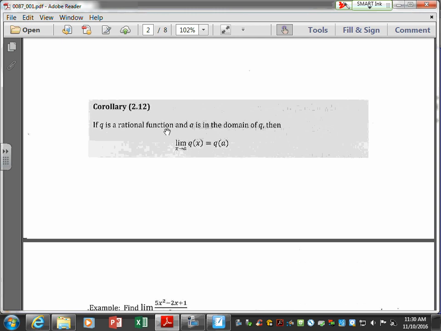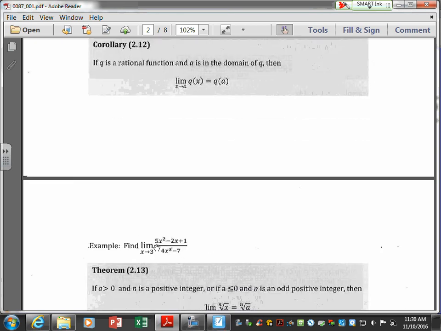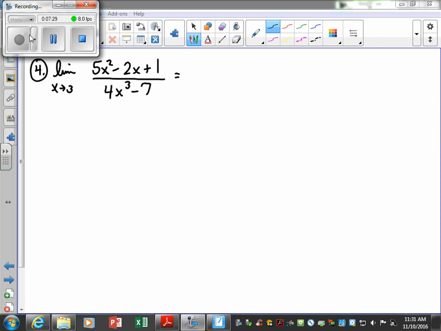Okay, if q is a rational function and a is in the domain of q, then we can do a similar thing using the quotient. This example's on the next page, so we're going to work this example next. Okay, so this is our next one. Just to get some practice on the quotient technique, we're not going to break the entire thing down in the numerator like we just did, because I've established that with one example.